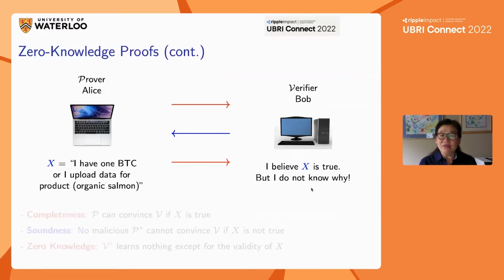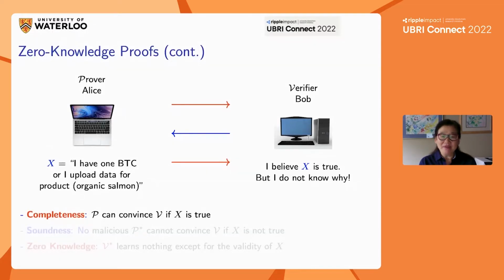For example, we have the prover, whom we name Alice, and the verifier, whom we name Bob, as in the general crypto system setting. Then we have a statement here that Alice wants to prove to Bob. It's like the claim that I have 1 Bitcoin, or that I uploaded data for a product, for example, organic salmon. And the verifier says, oh, this statement is true, but I do not know why.